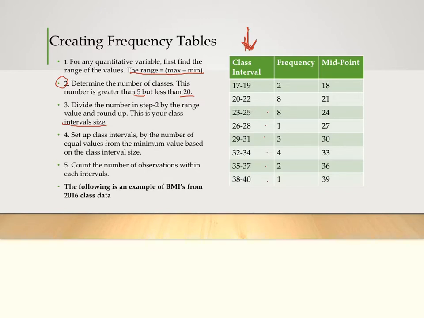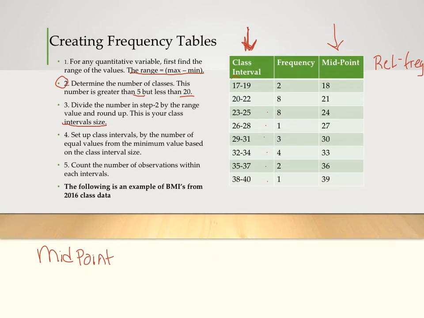within the class interval. The other thing that we want to do in creating a frequency table is to create a midpoint value and ultimately also probably a relative frequency column. So the midpoint is calculated by taking the lowest number.